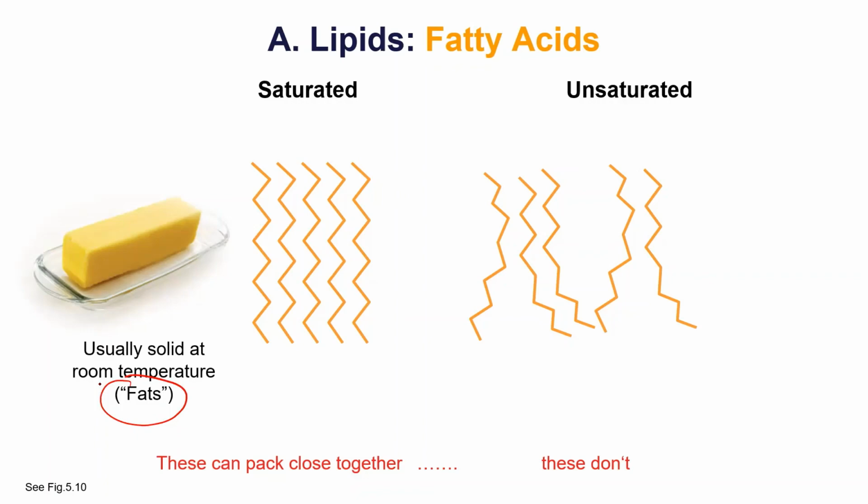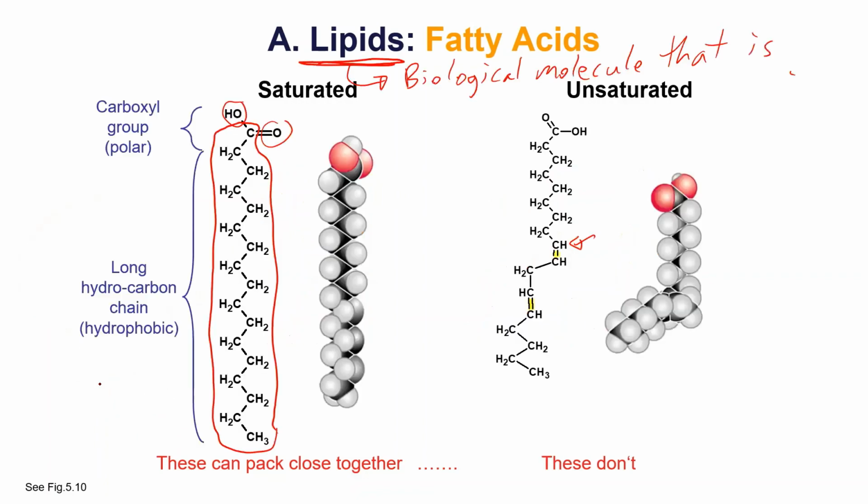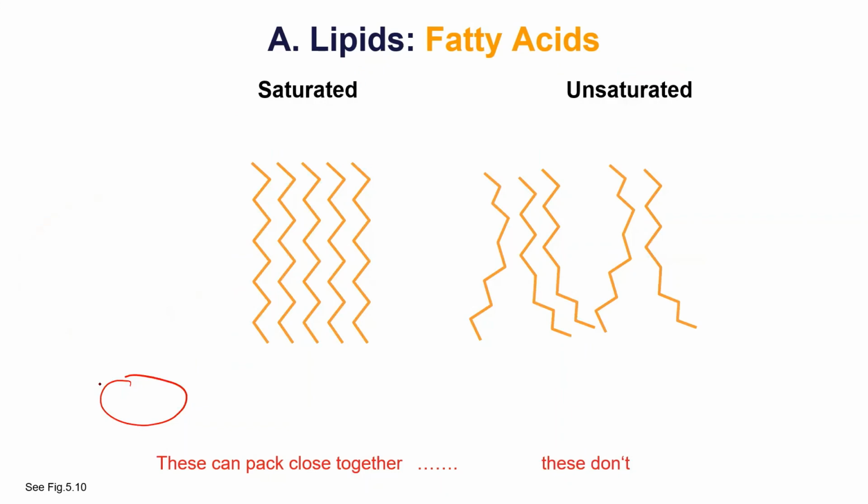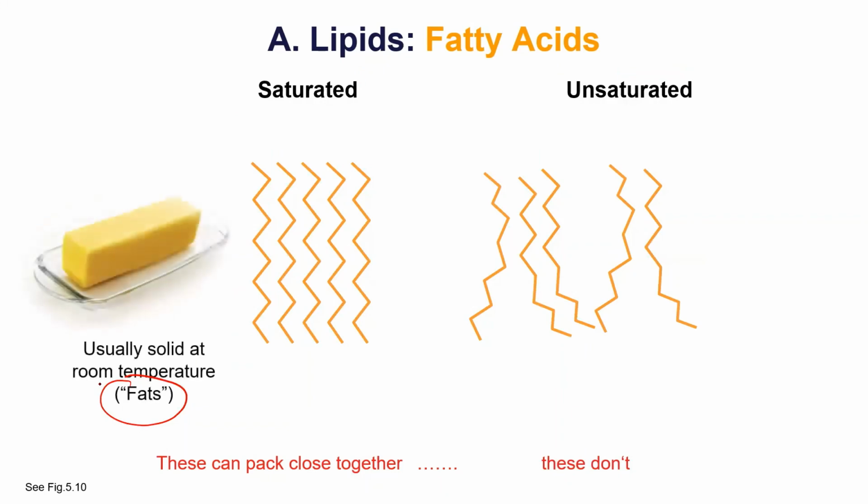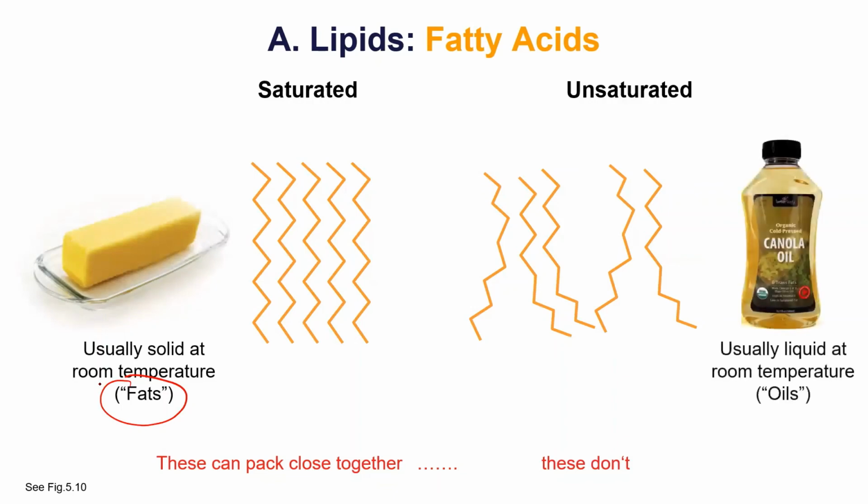Things that are unsaturated, I'll go back to that previous slide for a second. You can see that the double bonds make it kinky, so there are lots of kinks in there. When these things are together, they don't pack very well, and so there aren't very good intermolecular interactions. Often these end up being liquid at room temperature, and when we're talking about food, we call them oils.